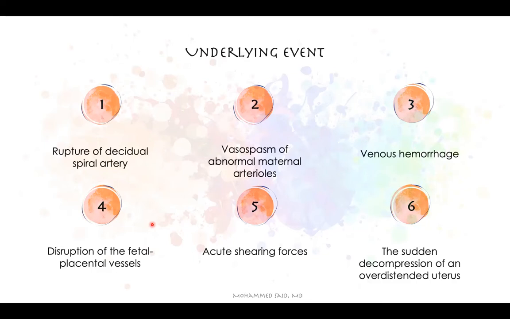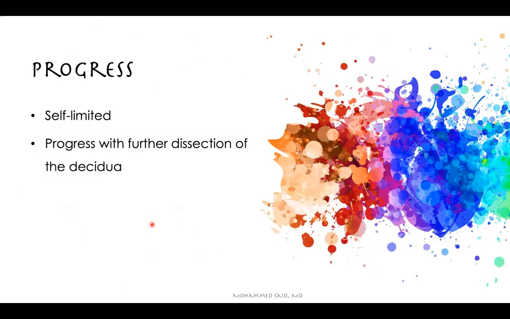This is an important mechanism during a motor vehicle accident. So with the acceleration, deceleration process, the shearing forces can cause placental abruption. The last thing is just the sudden decompression of an overdistended uterus. And I'm talking about patients with twins, patients with polyhydramnios. So the sudden decompression can also cause placental abruption.